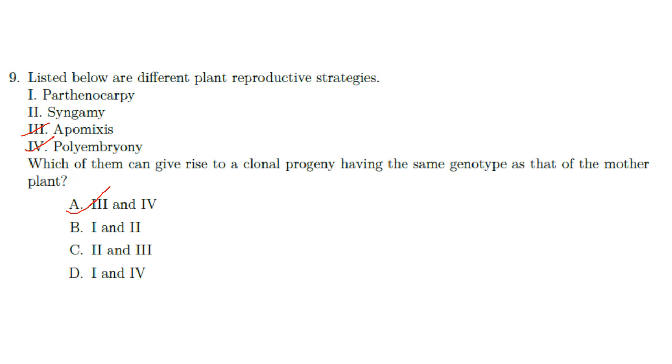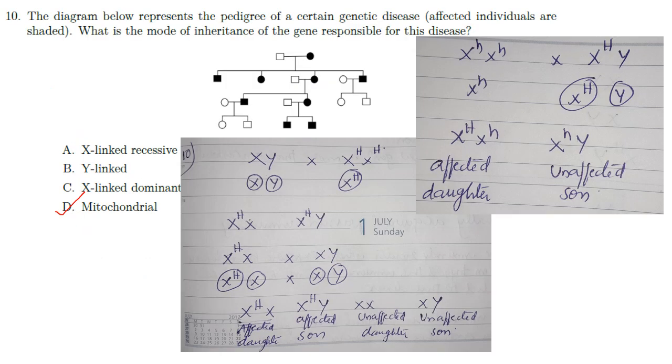Then next is syngamy, that is fusion of male and female gametes during fertilization is called syngamy. So that also is not correct. Then comes apomixis, the formation of seeds without fertilization, and apomixis involves formation of seeds without syngamy. So all seeds are genetically similar to their mother plant. Then next is polyembryony. It is the process of producing two or more embryos from a single seed. So polyembryony and apomixis will give rise to clonal progeny having the same genotype as that of the mother plant. So here is option A, that is 3.